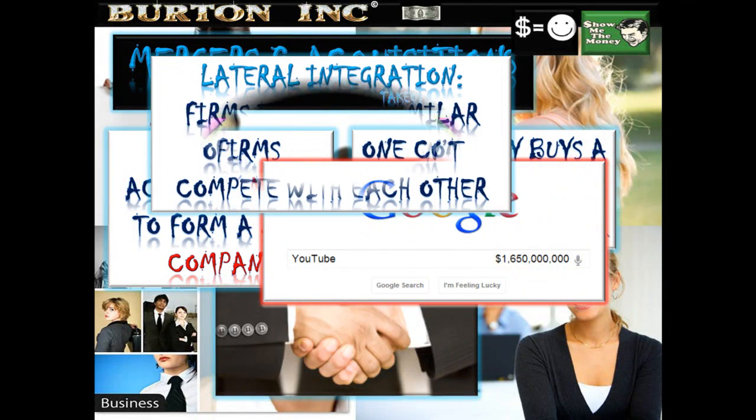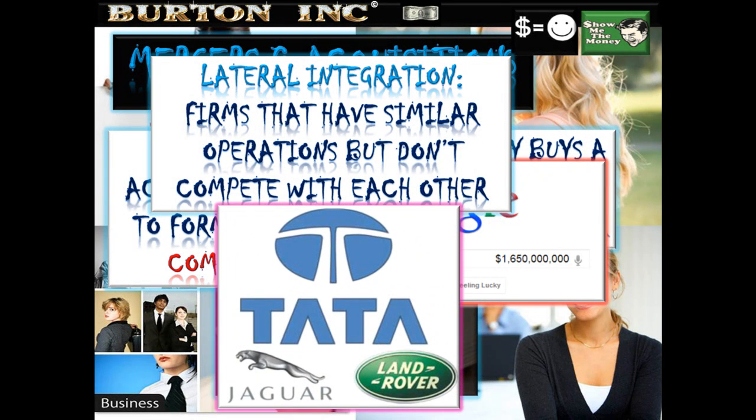Lateral integration, firms have similar operations but don't compete with each other. So we've got these car manufacturers here. We've got Tata Group in India. Now they acquired Jaguar and Land Rover as well. Tata, they make small, cheap, inexpensive cars at this stage solely designed for the Indian market. So Jaguar and Land Rover, of course they produce cars, similar operations, but definitely don't compete with each other. The market for the Tata Nano is very different from the market for Land Rover.